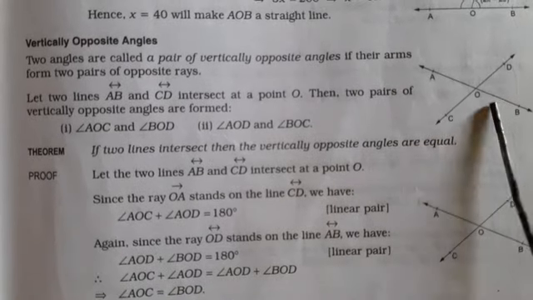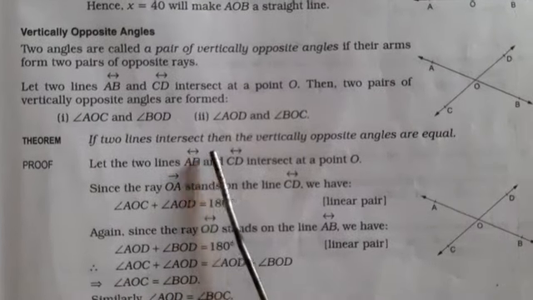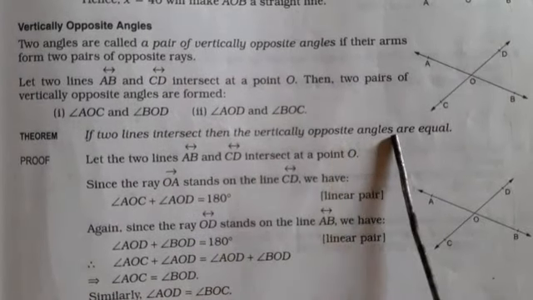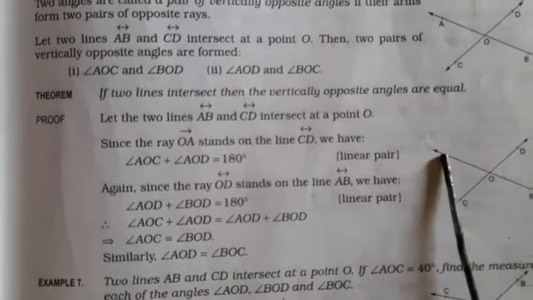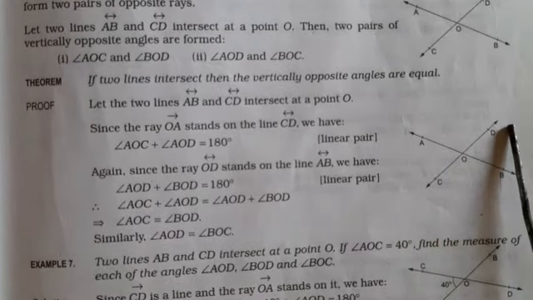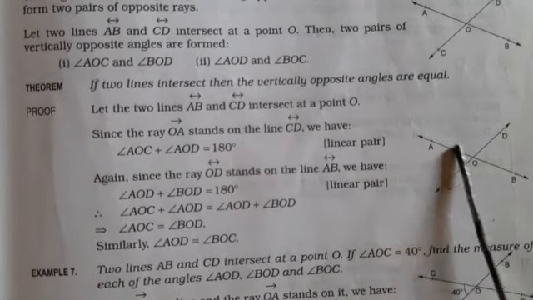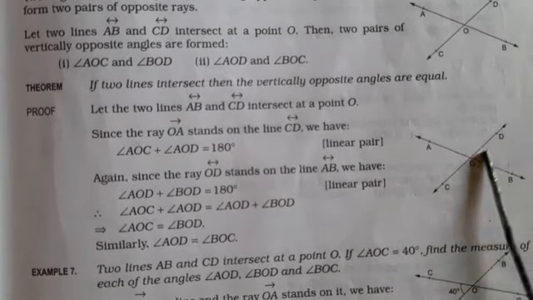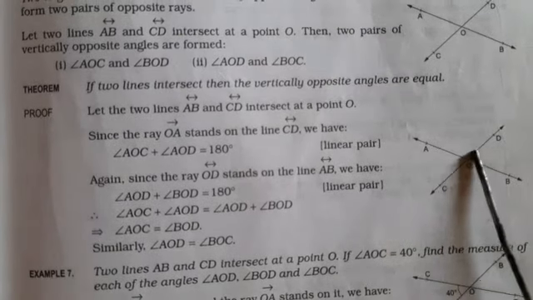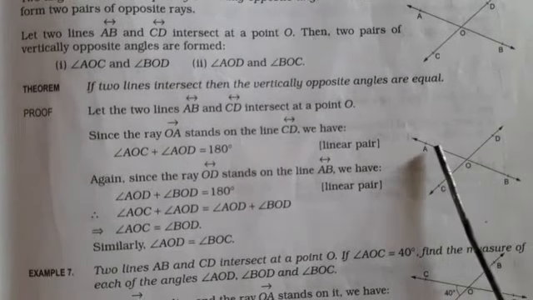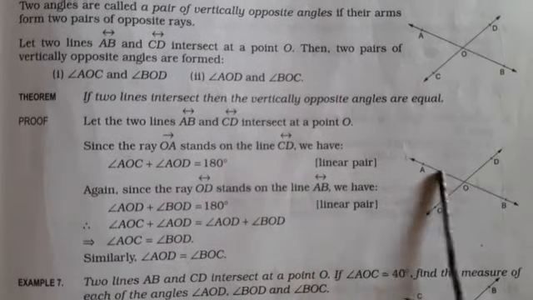Now this is the theorem. What is the theorem here? If two lines intersect, then the vertically opposite angles are equal. Now we are going to prove it. Draw two lines AB and CD intersecting at O. First, we take ray OA standing on line CD. So you know that for a linear pair, angle AOC plus angle AOD is equal to 180 degrees. Reason: linear pair.